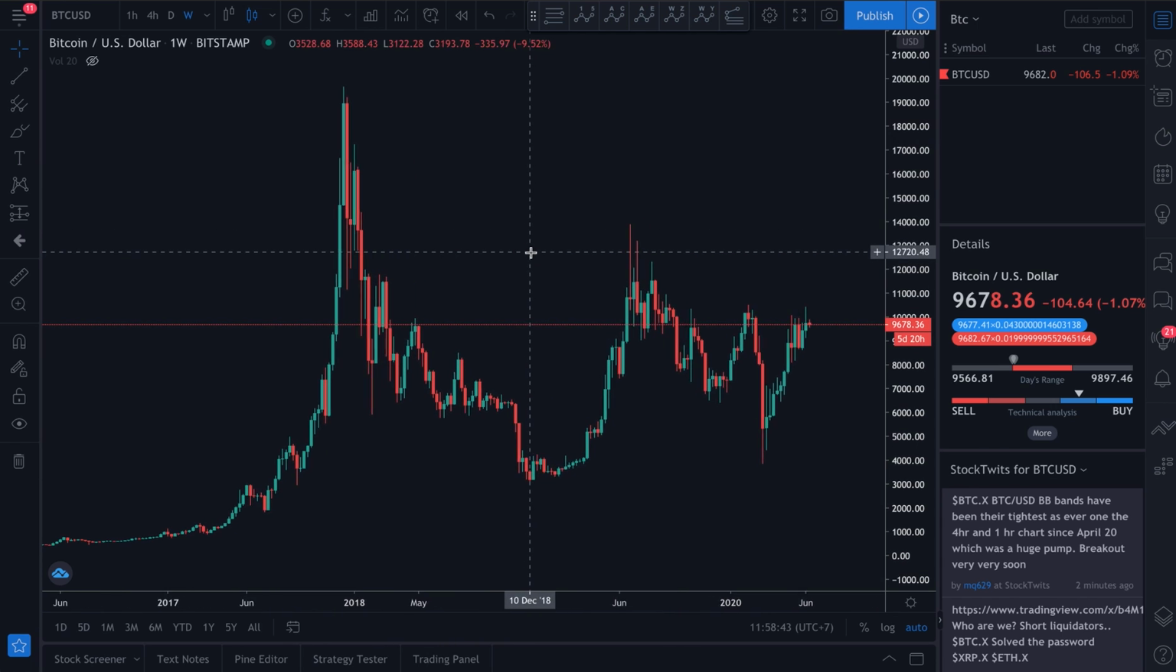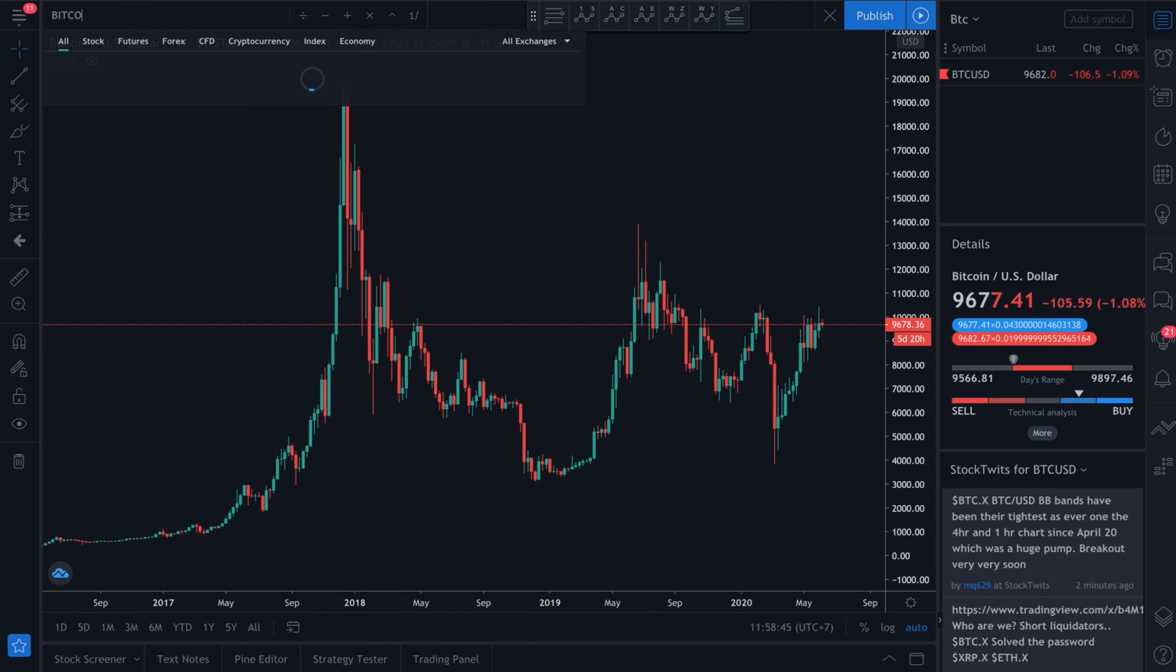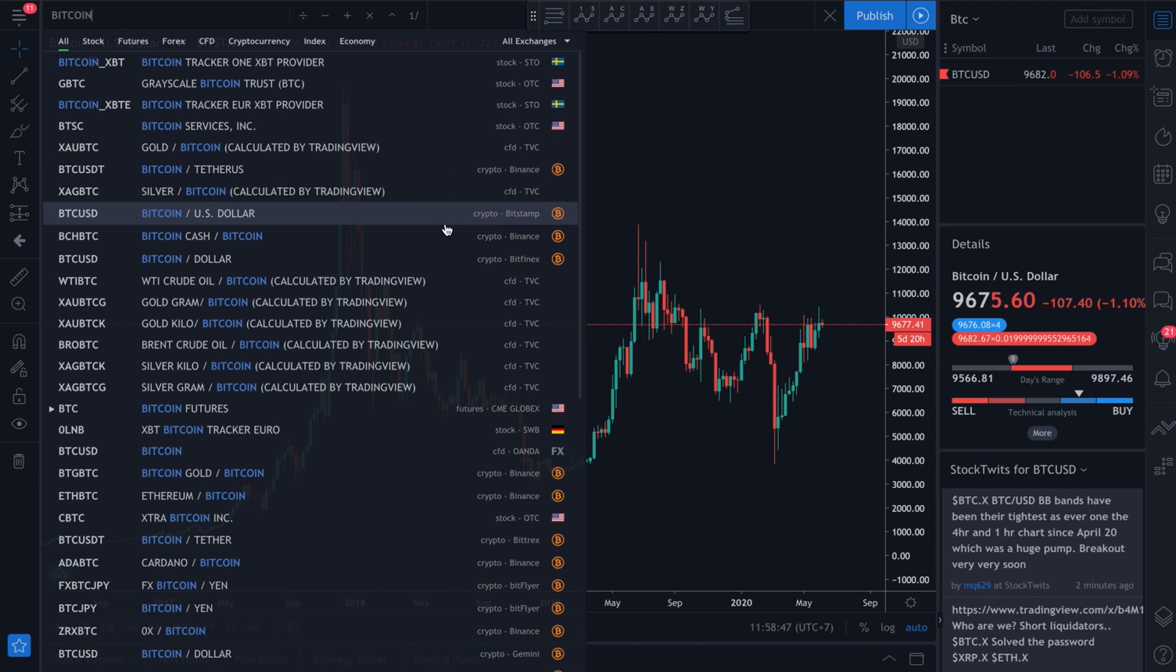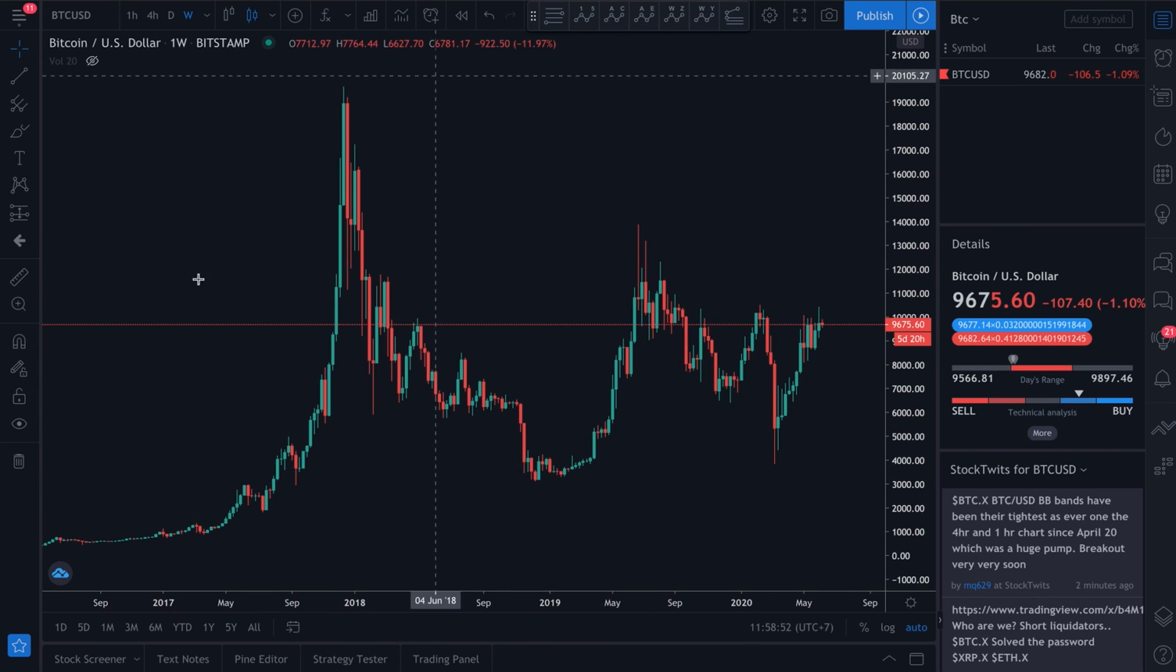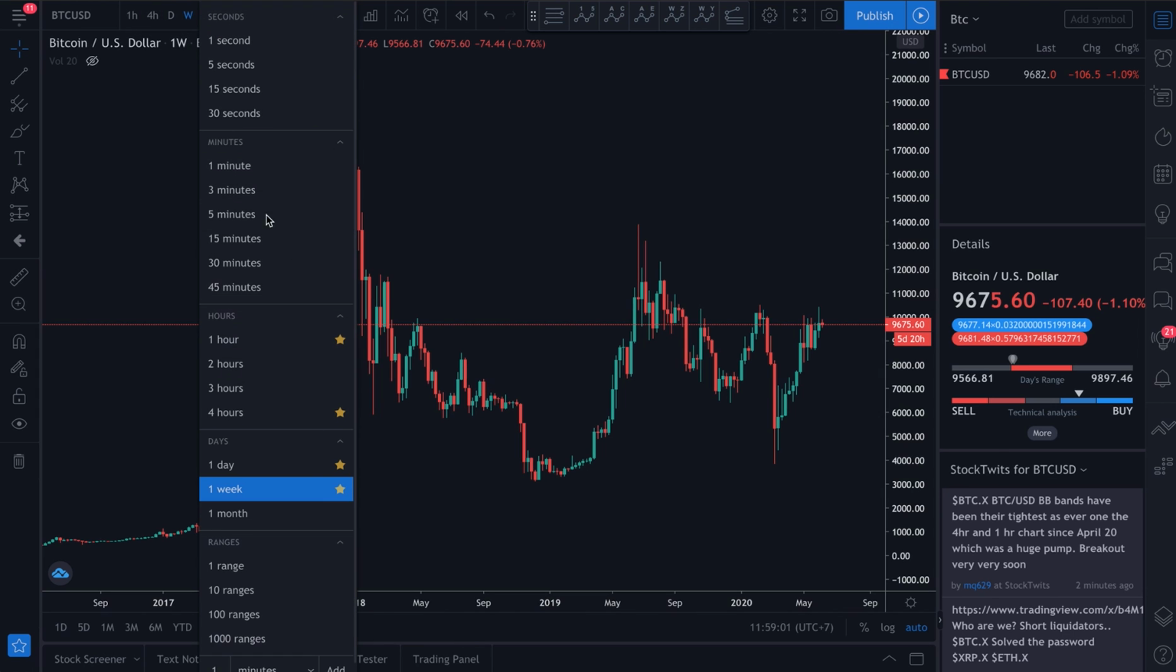All right, so now let's go to Bitcoin, and I usually look at the Bitstamp version of Bitcoin because it has a long track history. So it is here, and now we are looking at the weekly time frame actually, and you can change it to 1 day or 4 hour or 1 hour time frames here, or even lower.